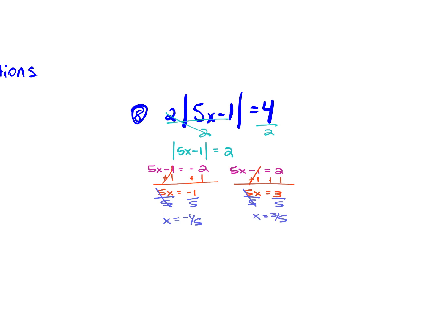So check these. The 5 times the negative 1/5 is negative 1. Minus 1 is negative 2. The absolute value of negative 2 is positive 2. So 2 times 2 is 4. That one's true. That one works.